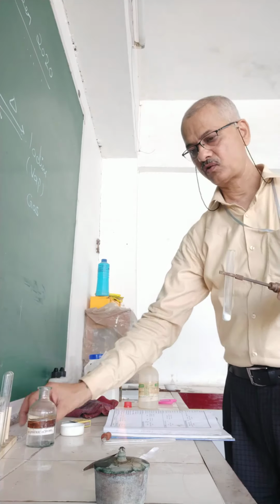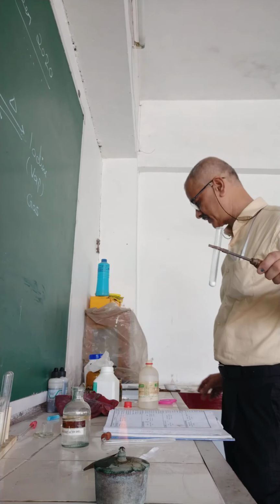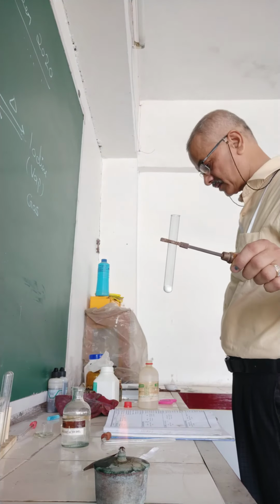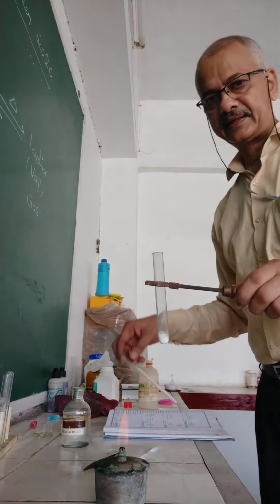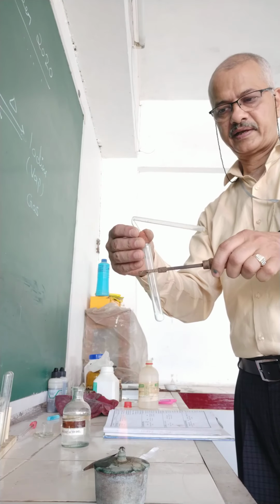This is dilute sulfuric acid. I'm going to add this dilute sulfuric acid in this. This is the addition of dilute sulfuric acid to a given substance, not the effect of heat, but the effect of addition of dilute sulfuric acid to an unknown given substance. This is the white unknown substance, and I'm going to add this sulfuric acid in it.